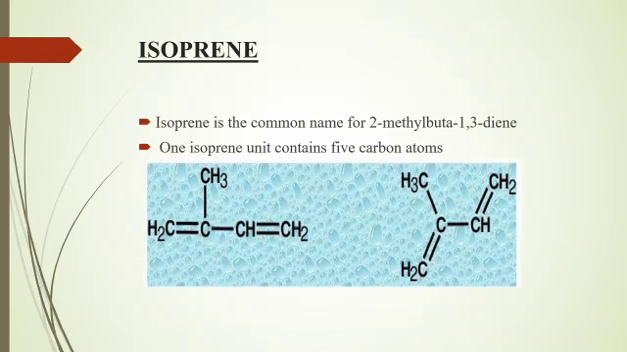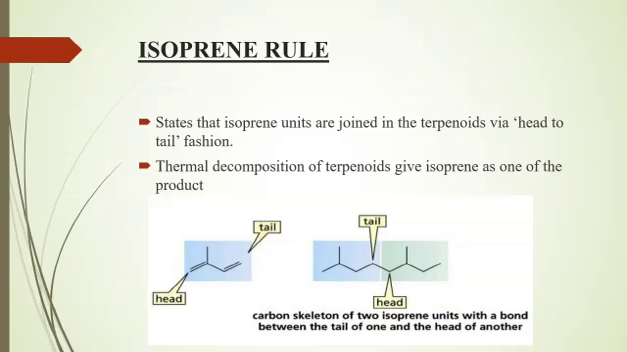Isoprene. Isoprene is a common name for 2-methyl-buta-1,3-diene. One isoprene unit consists of 5 carbon atoms. You can see in this picture, one isoprene unit contains 5 carbon atoms. The isoprene rule states that isoprene units are joined in the terpenoids in a head to tail fashion, but this rule can only be used as a guiding principle, not as a fixed rule. For example, in carotenoids the units are joined tail to tail at the center, not head to tail. Thermal decomposition of terpenoids gives isoprene as one of the products.